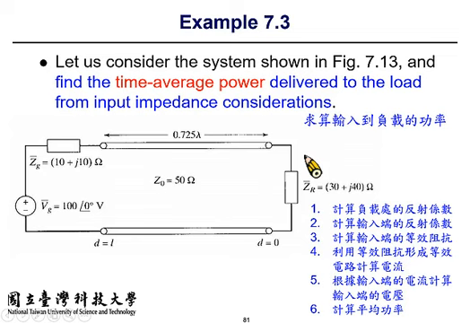Then you need to calculate the currents provided by the generator. That is, the current that goes into the circuit, using the known input impedance. Then you calculate the voltage at this point according to the current. And once you have the voltage and current at this point, you can calculate the power delivered to the transmission line system, right?